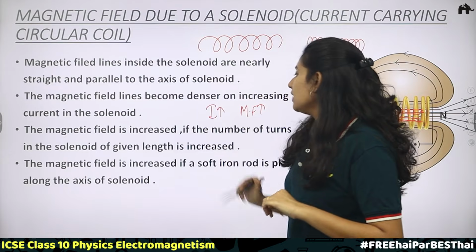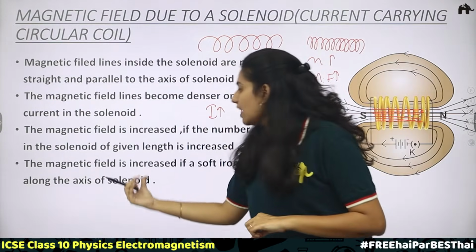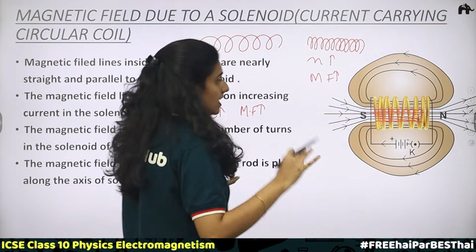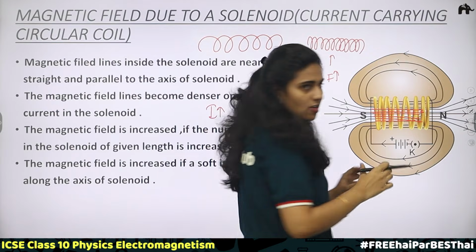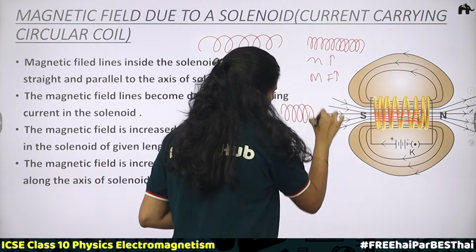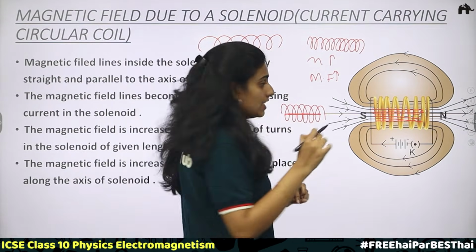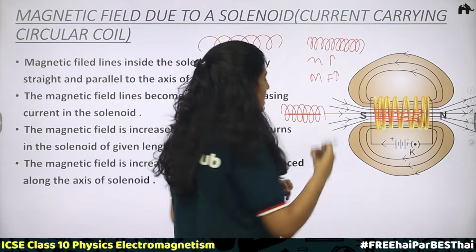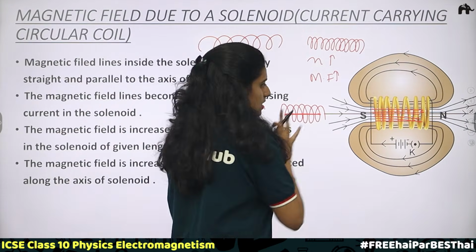Okay. Now the fourth one, the magnetic field is increased if a soft iron rod is placed along the axis of solenoid. Okay. Next, how the magnetic field can be increased is along the axis of the solenoid. So you are winding the insulated copper wire, right? So here inside this, along this axis, if you are placing an iron nail, what happens? The strength will get increased. The strength of magnetic field will increase. So this is your fourth point.